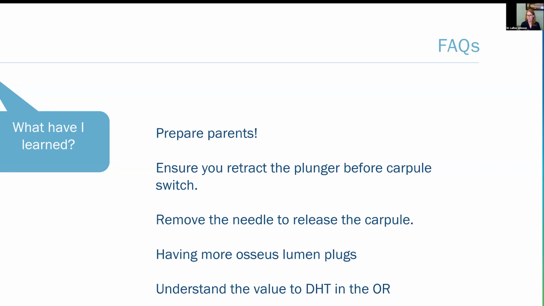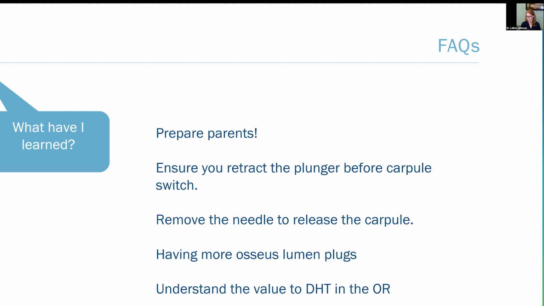And the other thing to know, you can pop a cartridge out of anesthetic and switch it out real quick on a conventional syringe with the needle on. You have to remove the needle to release the carpule, generally speaking, with these devices.